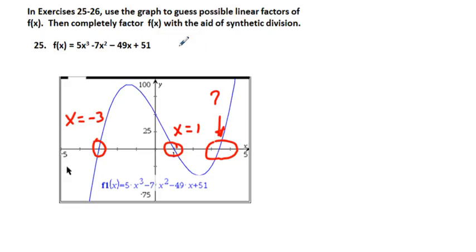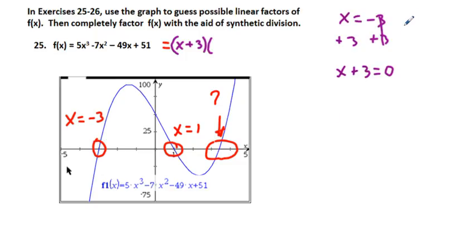What we're going to do is write here next to it, guess possible linear factors. If we were to guess, for x equals negative 3, to set this equal to 0, we add 3 to both sides, plus 3. So we have x plus 3 equals 0. So if we had to guess, we would say x plus 3 would be one of those factors, right?